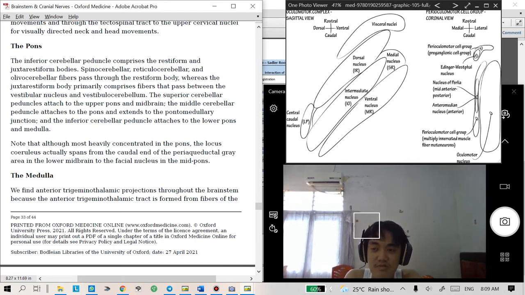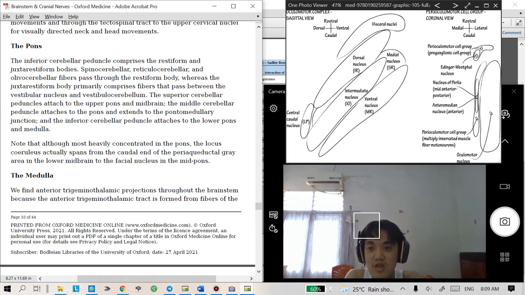The superior cerebellar peduncles, pedunculus cerebellaris superior attached to the upper pons and mesencephalon. Pedunculus cerebellaris media attaches to the pons and extends to the pontomedullary junction, and pedunculus cerebellaris inferior attaches to the lower pons and medulla.